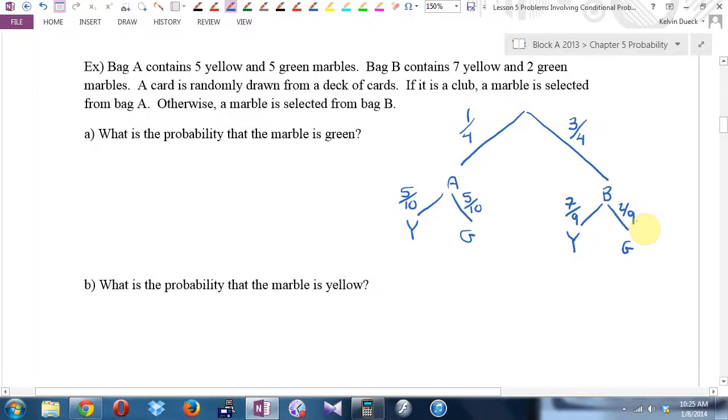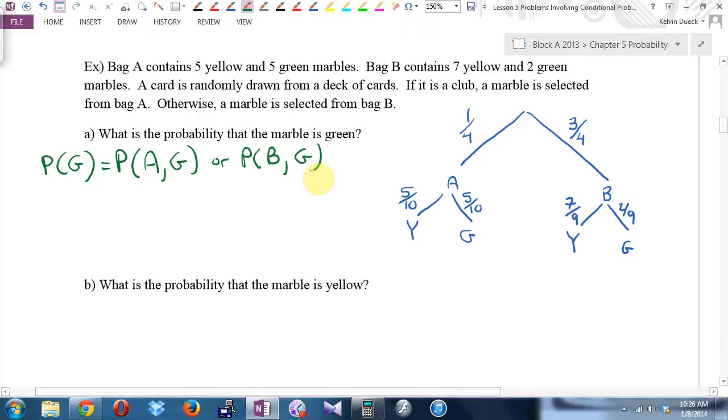What's A want us to find? Probability. Now, I find the trees much more useful, but I'm trying to also show you the notation. So they would say, find the probability of G, of green. Really, what they're saying is this: it's the probability that your bag A and green, or the probability that your bag B and green. I might not normally write that, but just to let you know if they gave it to you in probability notation.